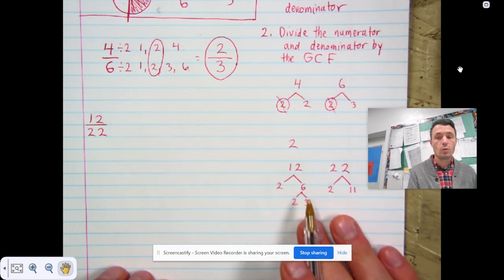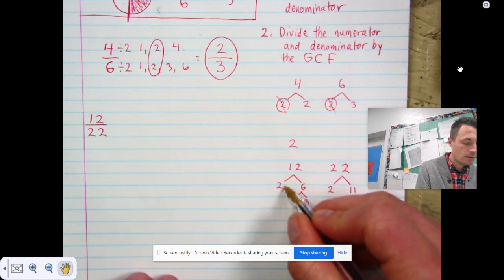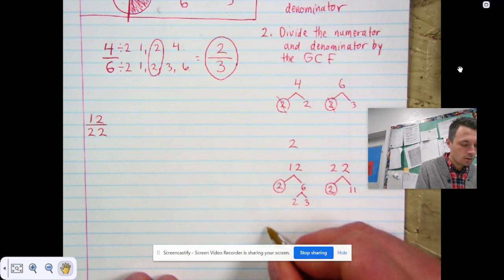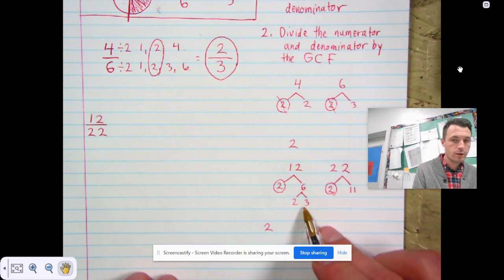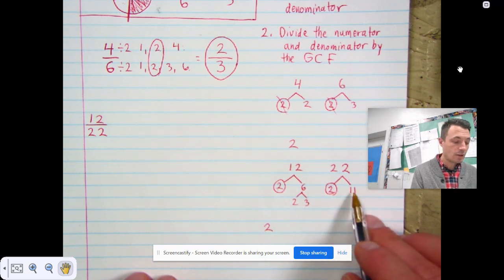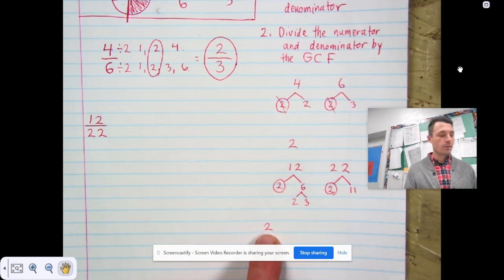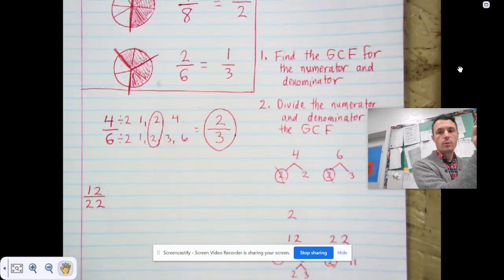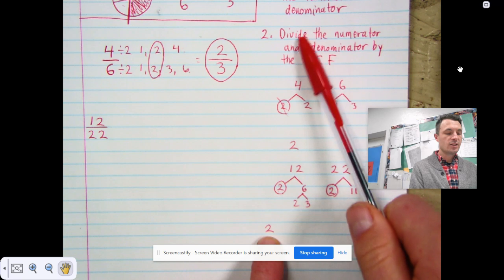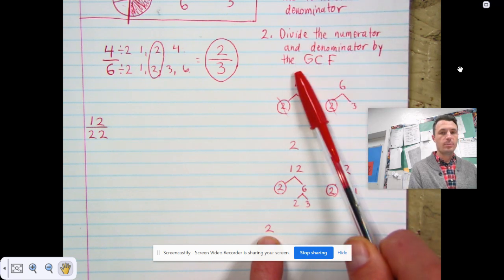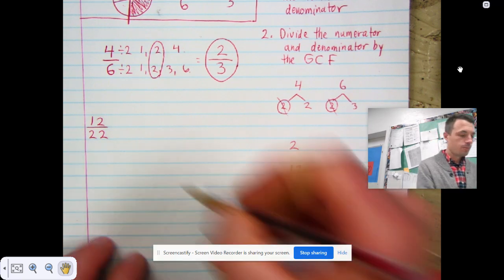Now we see where the two prime factorization trees have numbers in common. We have a 2 here and a 2 here, so we put a 2 here. Now we have a 2 here, but nothing to match it over here, a 3 here, but nothing to match it over here, an 11 here, but nothing to match it over here, which means 2 is the greatest common factor. So step 1 was find the GCF for the numerator and denominator. Step 2 is divide the numerator and denominator by the GCF. So we're going to divide 12 and 22 by 2.